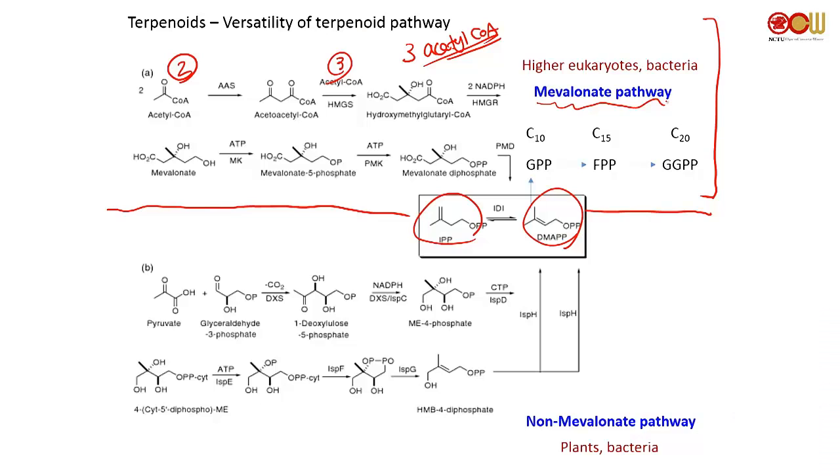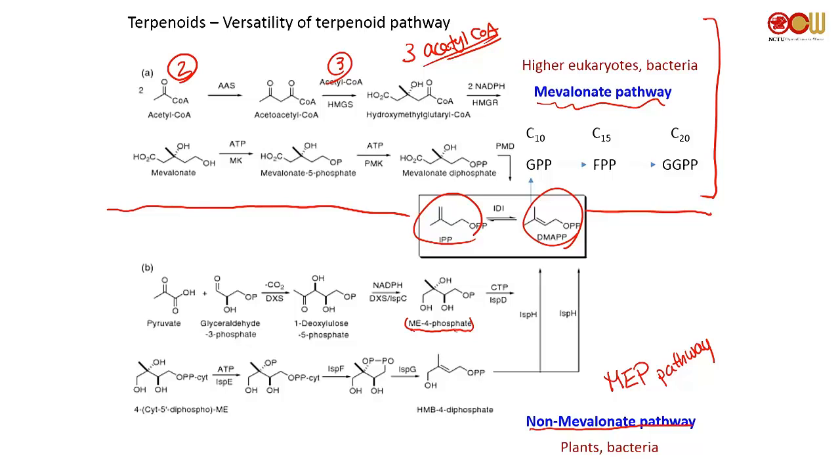Now, this other pathway, a lot of times we call it the non-mevalonate pathway, or we're going to call it the MEP pathway. MEP is actually talking about this molecule, methylerythritol phosphate. So whatever, MEP pathway, or you can remember it as the non-mevalonate pathway.